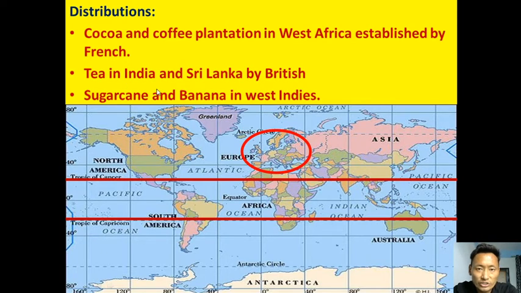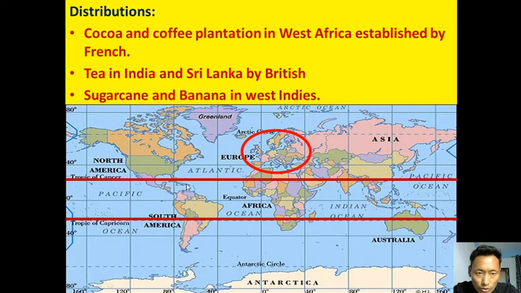Then tea in Sri Lanka and India. Tea in India and Sri Lanka, again it was introduced by the British to India and Sri Lanka. Cultivation of sugarcane and banana in West Indies. So here we have many island nations. These island nations are called West Indies.